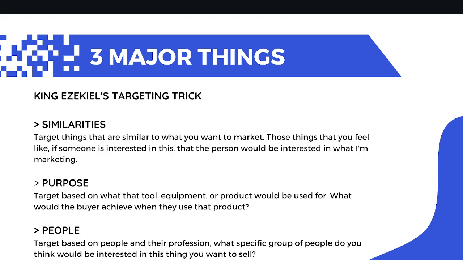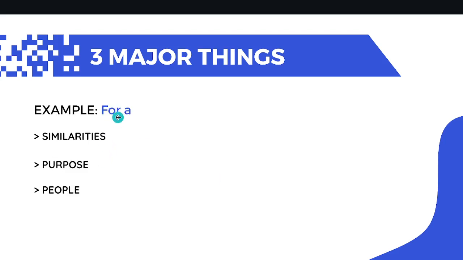Then people, target based on people and their profession. What specific group of people do you think would be interested in this thing you want to sell? The specific group of people, the profession that you think, okay, these people will be interested in this thing I'm selling or want to market. Target it.